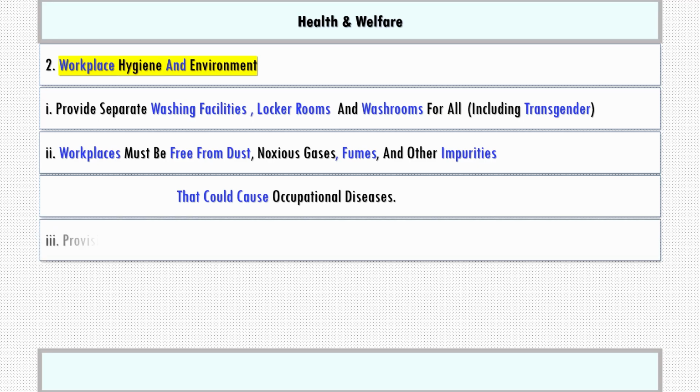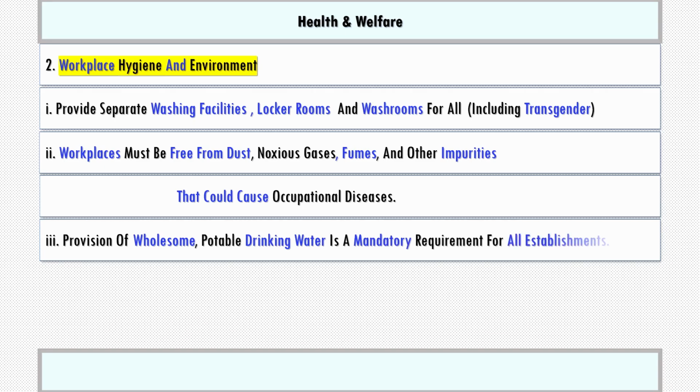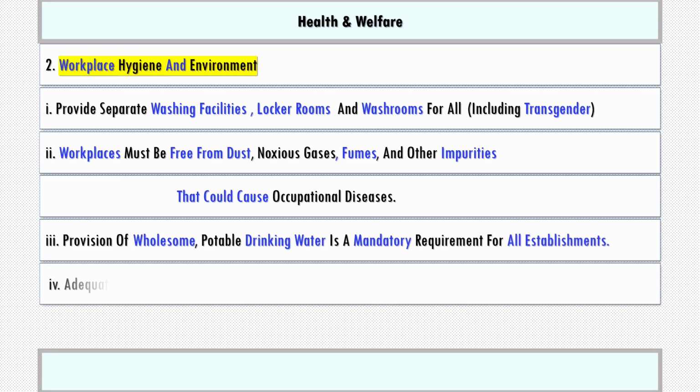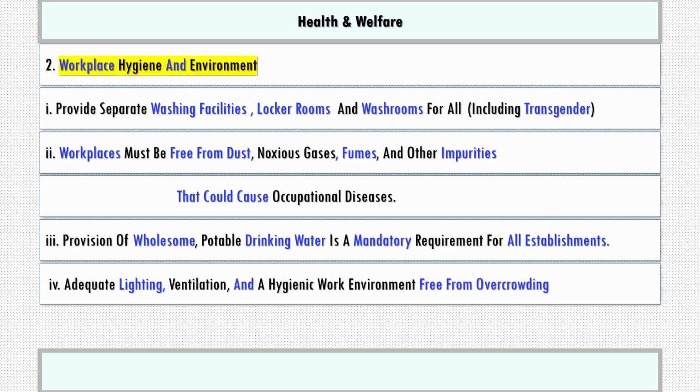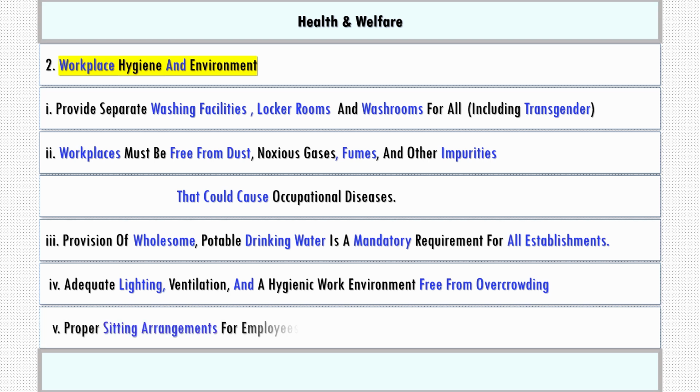Providing wholesome potable drinking water is mandatory for all establishments. Adequate lighting, ventilation, and a hygienic work environment free from overcrowding is expected. Proper sitting arrangements for employees who are obliged to work in a standing position is essential.